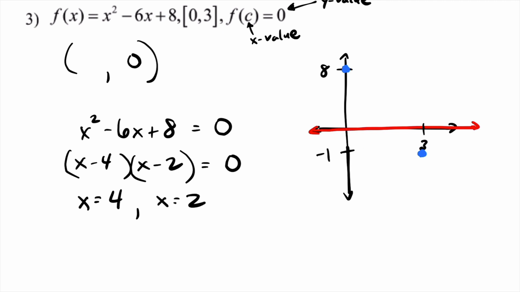Wait, didn't we just say it can't cross twice? What the heck happened? We said we can't cross twice, right? We can cross once, we can cross 3 times, I can cross 5 times, but I can't cross twice. Why did I get 2 x values? I didn't do anything wrong. It's right. But why is it not wrong?